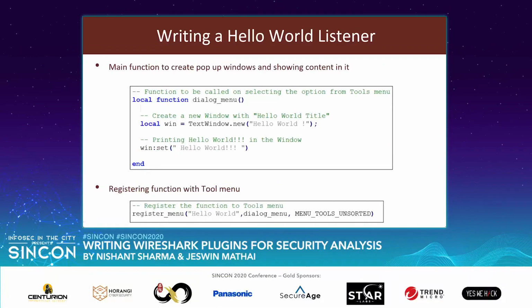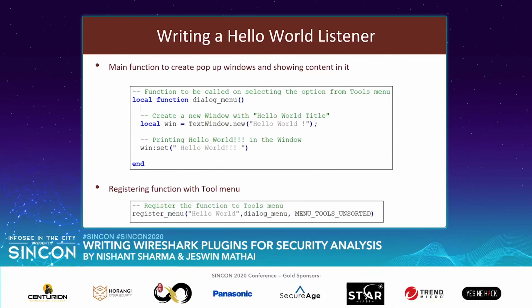After that, we created one function. We named it dialog menu. And in that, we have created a window. This window will have the title hello world, right? You can see clearly this function here will create the window, and this is the title that we are putting in. And then we are setting this text in the body of the window, which is again hello world, but here I have 3 exclamation marks, here I have 1, right?